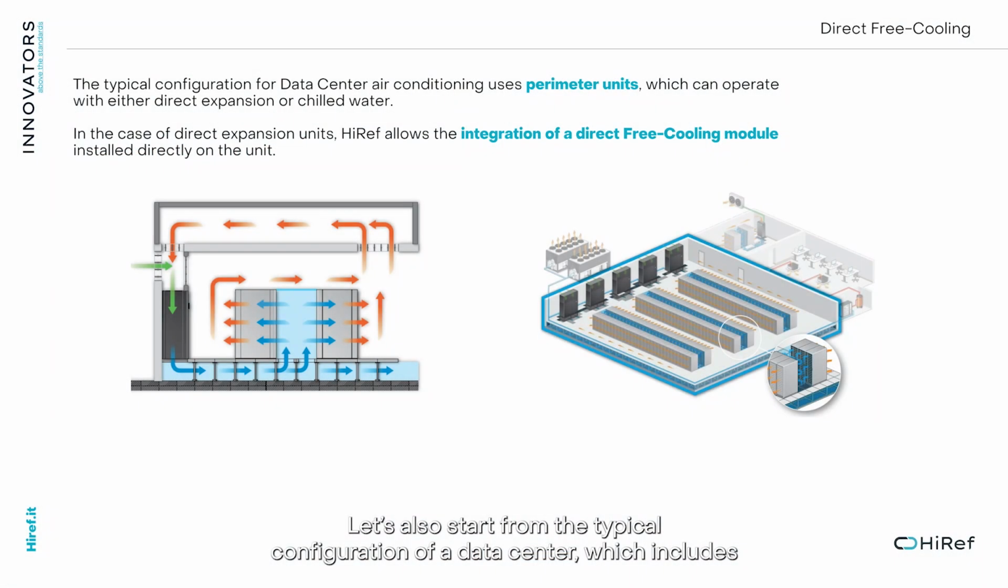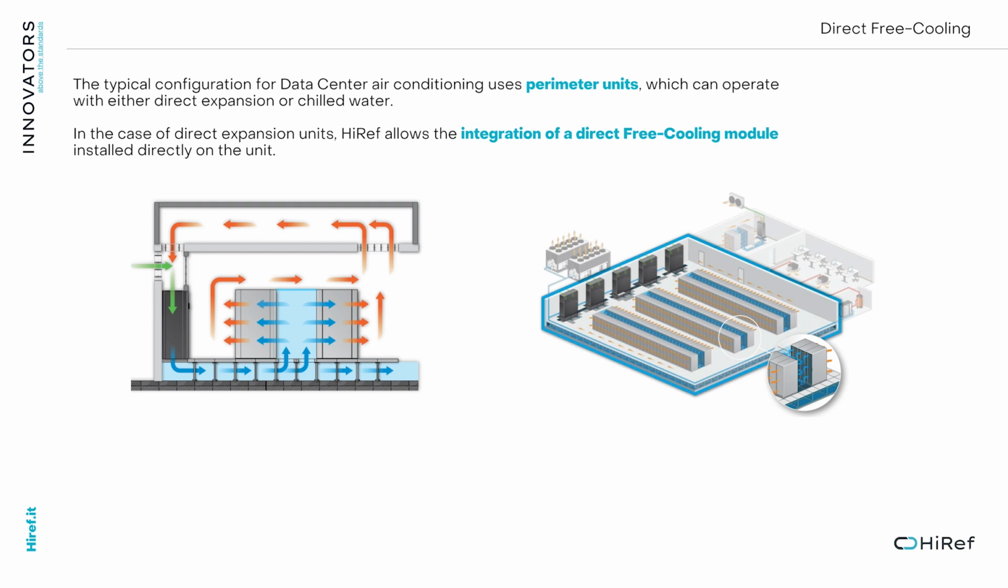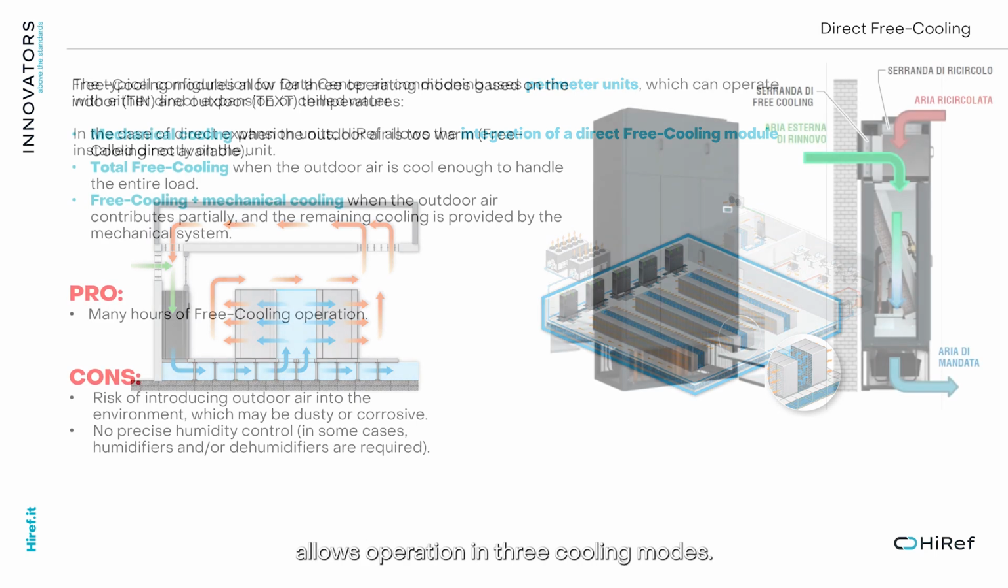Let's also start from the typical configuration of a data center, which includes the installation of perimeter units that can operate with direct expansion or with chilled water. In this case, the solution offered by HiRef is to integrate a free cooling module installed directly on the unit. This free cooling module, equipped with multiple dampers, allows operation in three different modes.